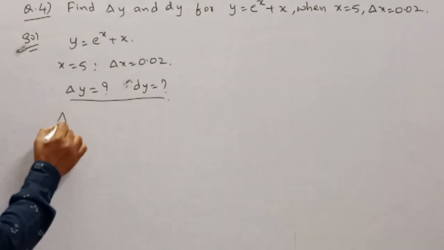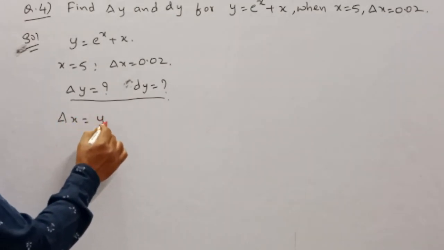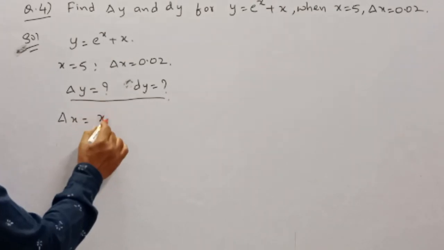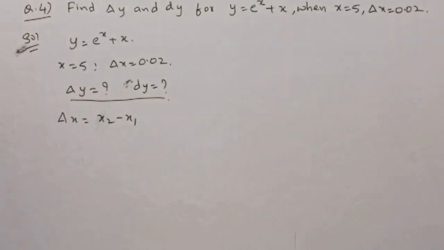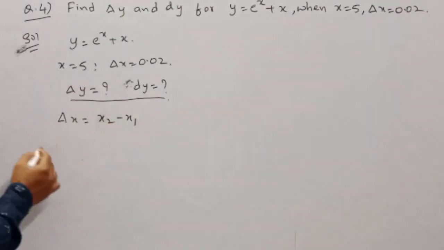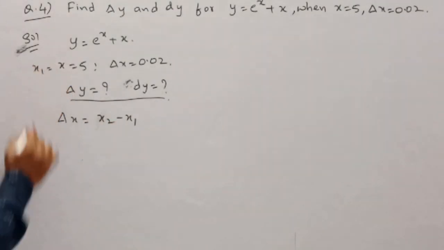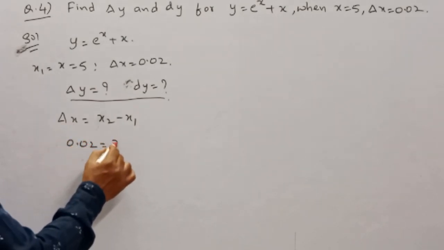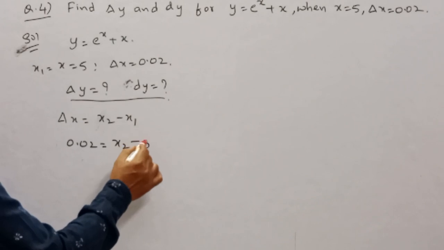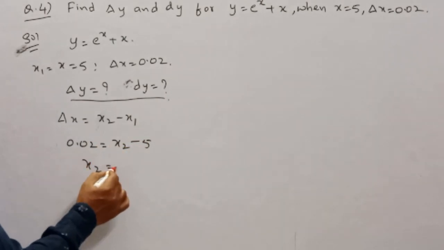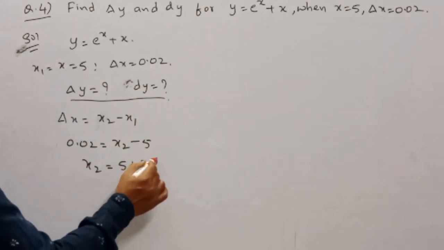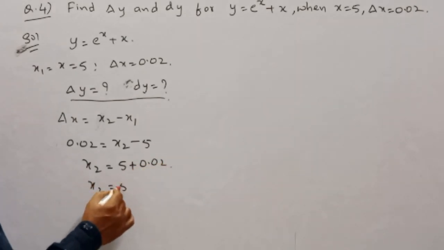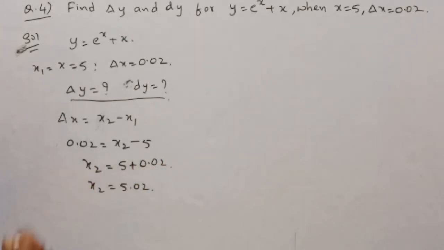So delta x is equal to what? This is x2 minus x1. Delta x is equal to x2 minus x1. Let us take this as x1. Then delta x 0.02 is equal to x2 minus 5. You can take it to this side. x2 is equal to 5 plus 0.02. x2 is equal to 5.02. Okay, all of you. Then what is delta y?